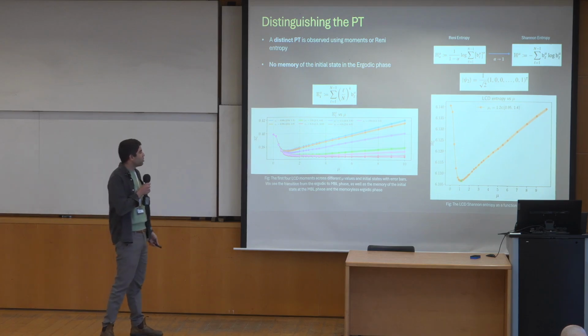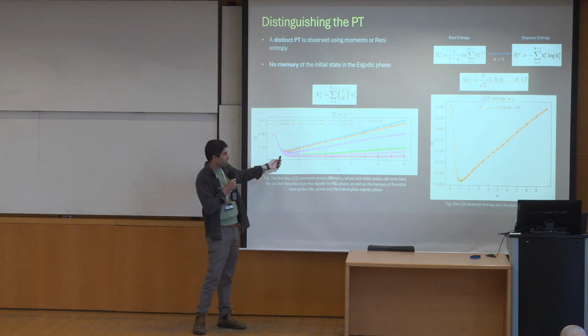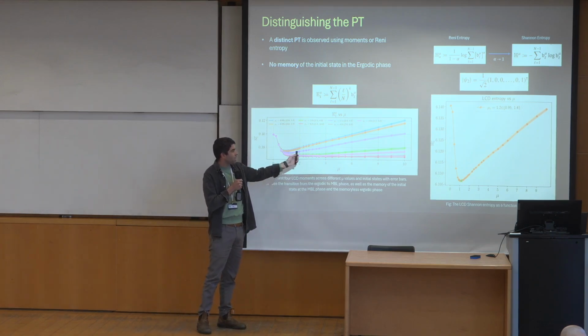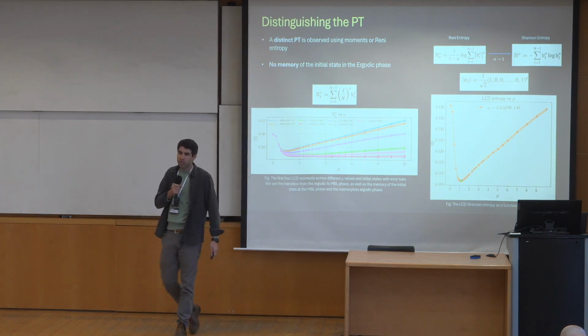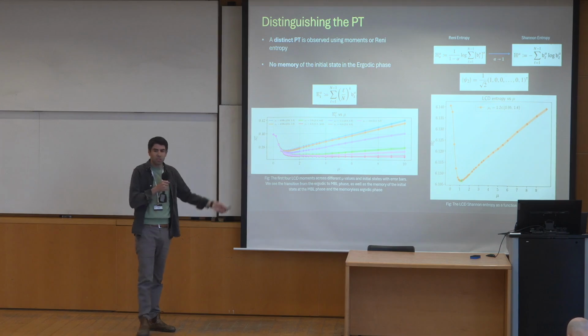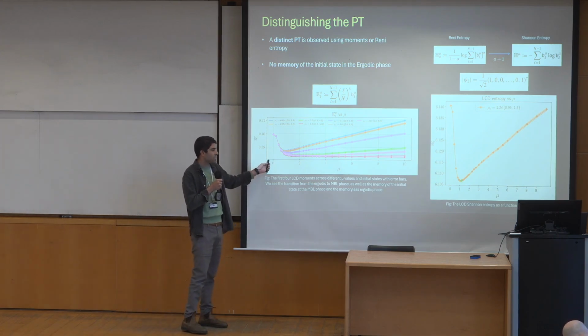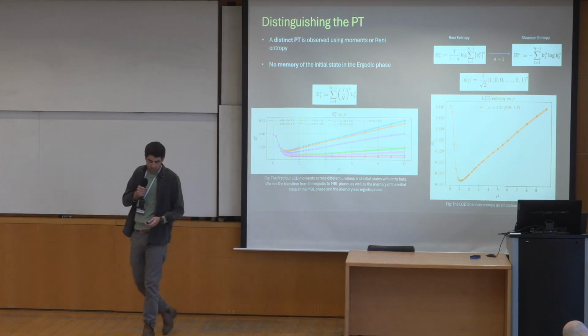And what is nice is that we see clearly that for mu larger than 1, which is the localization regime, the system remembers the initial state. However, in the ergodic phase, it's not the case. So it forgets the initial state.